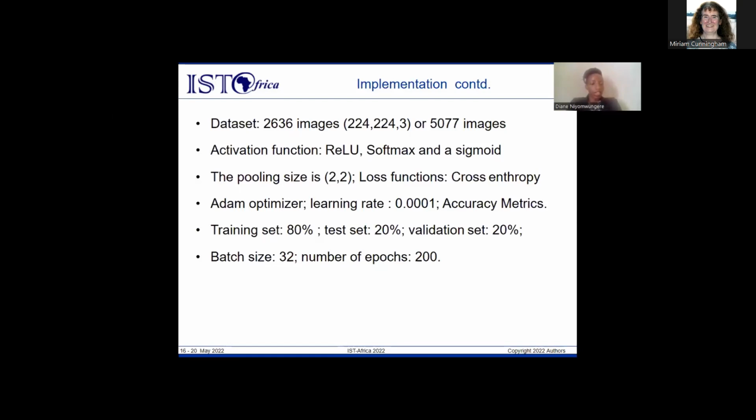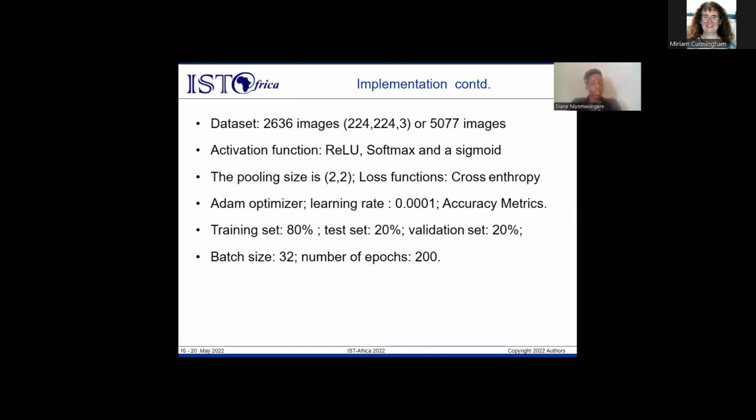We used the rectified linear unit as an activation function for the shared layers. The softmax activation function was used for the disease classification specific layers with 5 classes, and the sigmoid activation function was used for the pathogen specific layer with 2 types of pathogens.